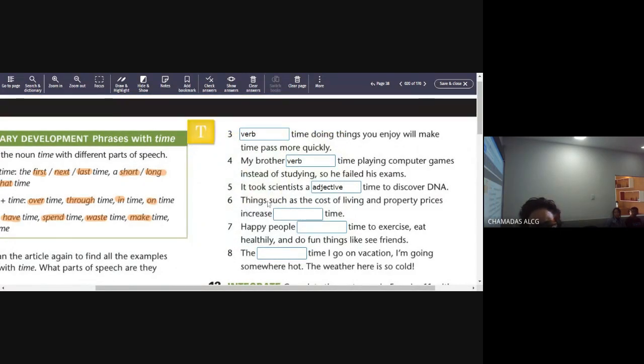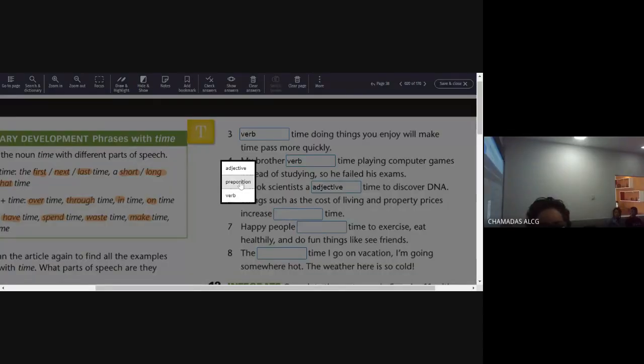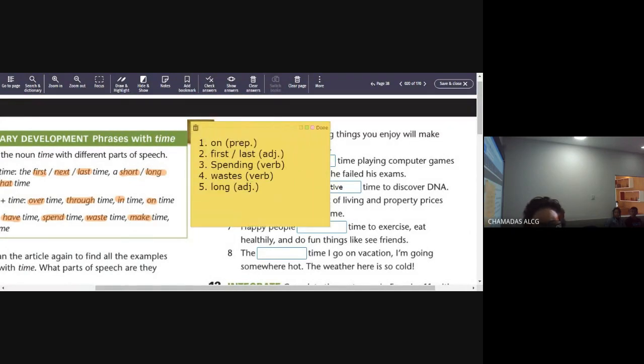Now, number 6. Things such as the cost of living and property prices increase over time. Preposition. Over time. Very good. Preposition. Okay. Increase over time because it's something continuous. It's something that always happens. So that's why the best option here is over time. Preposition, sorry.